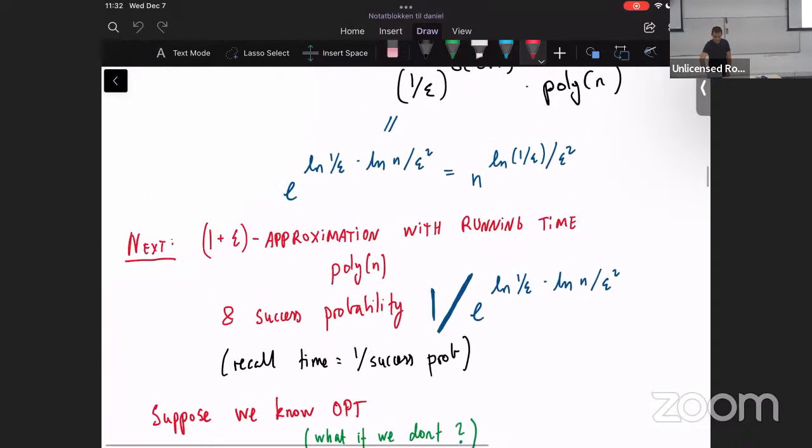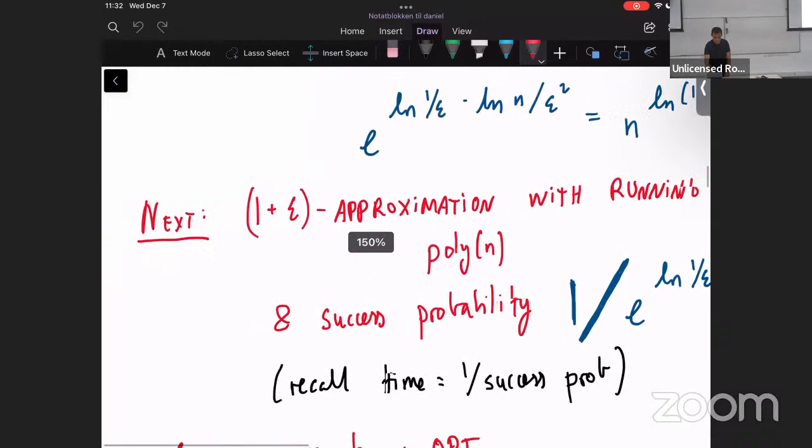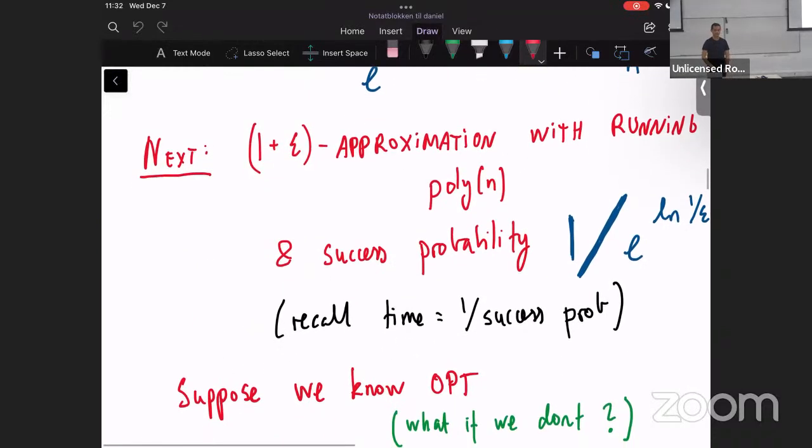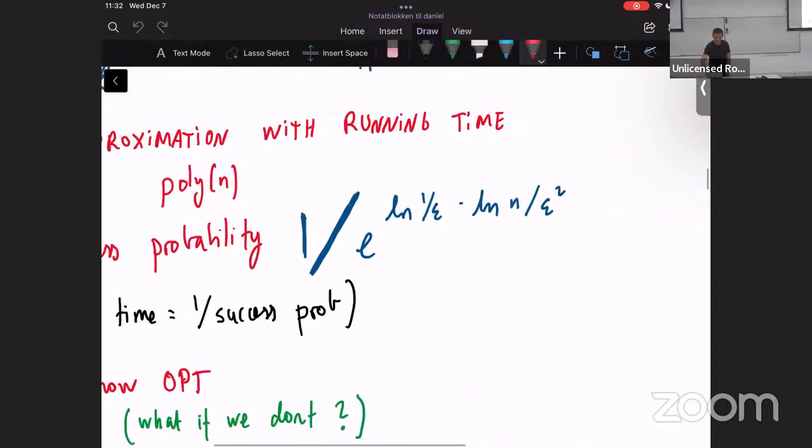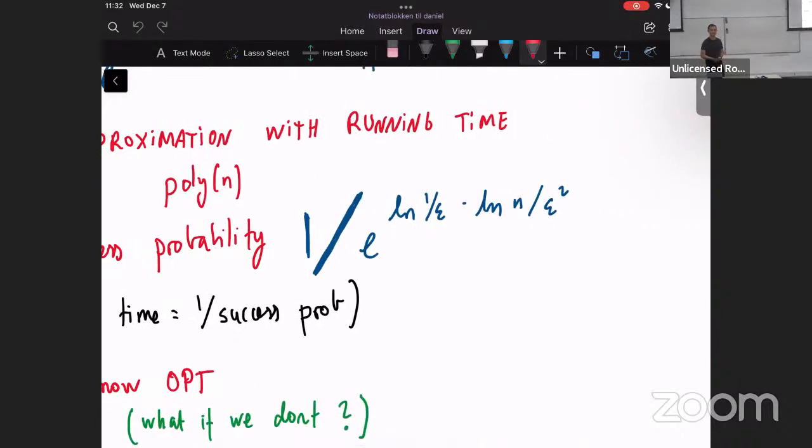Okay, so now we're going to do the ridiculous algorithm, which is a 1 plus epsilon approximation for this problem, whose running time is polynomial in n, and its success probability is essentially 1 over e to the opt.